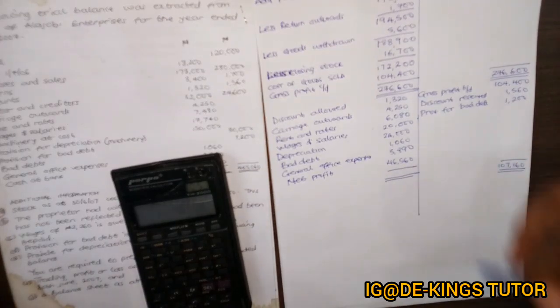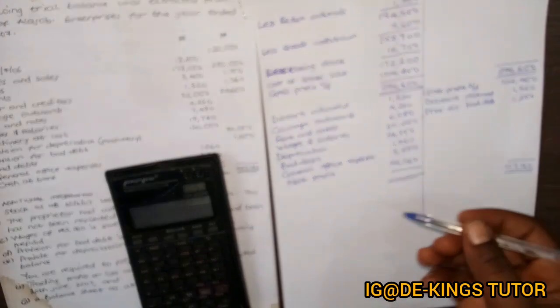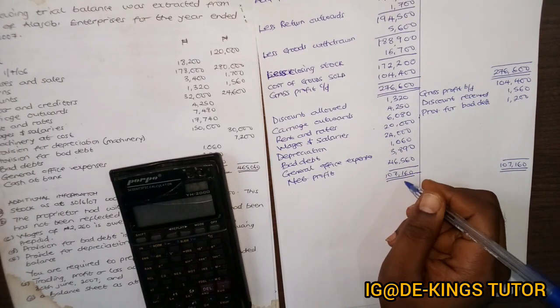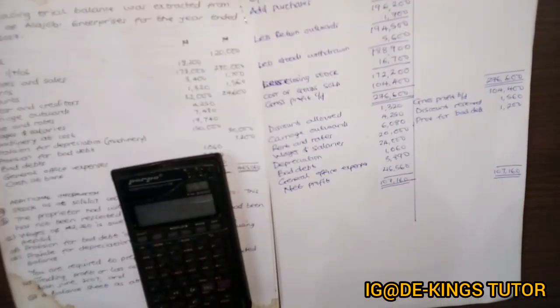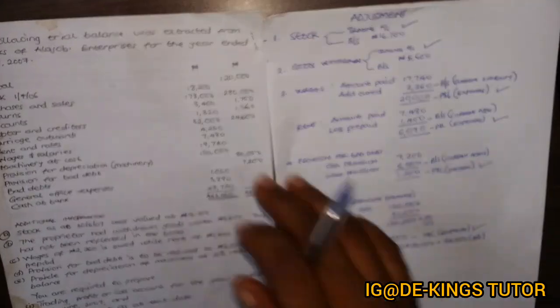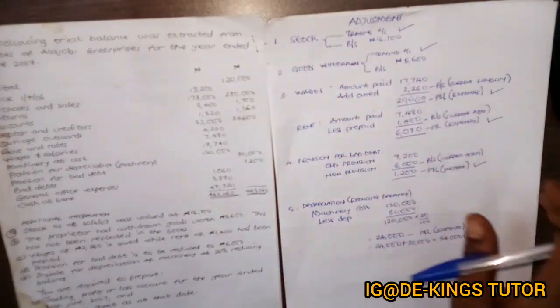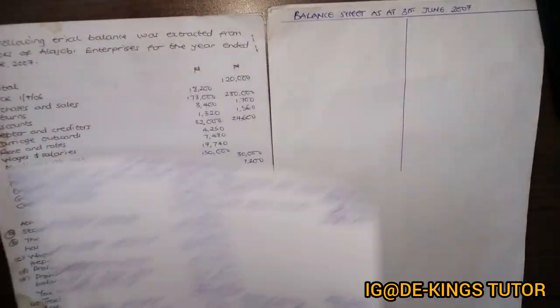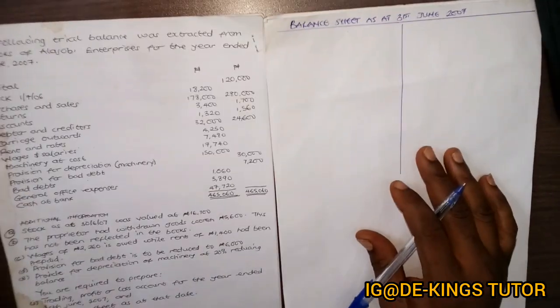46,560 as the net profit. So let's now prepare the balance sheet. This is the net profit, so this will give us 107,160. Okay. Now let's prepare the balance sheet. So preparing the balance sheet now.